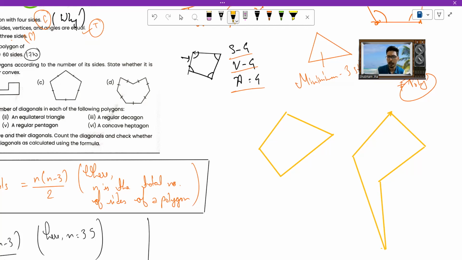If you are finding difficulty in understanding this, just locate the diagonals. Like here, what are the diagonals? This is one of the diagonals. Let's draw another line. Now this is one of the diagonals I am having. And this is another diagonal.